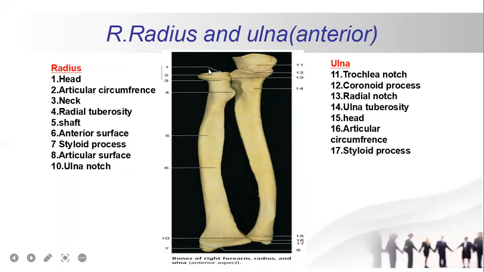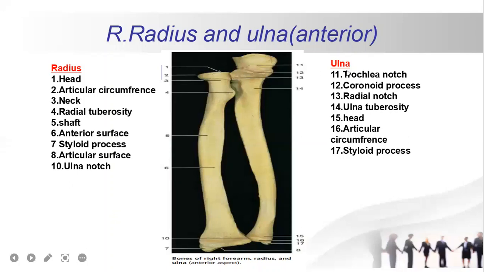We have the head of the radius, and number two, the articular circumference of the radius. Number three, the neck. Number four, the radial tuberosity. Number five, the shaft. Number six, the anterior surface of the radius. Number seven, the styloid process of radius. Number 8, the articular surface. And number 10, the ulnar notch. A notch is just a kind of depression. We'll understand more about that as we proceed.